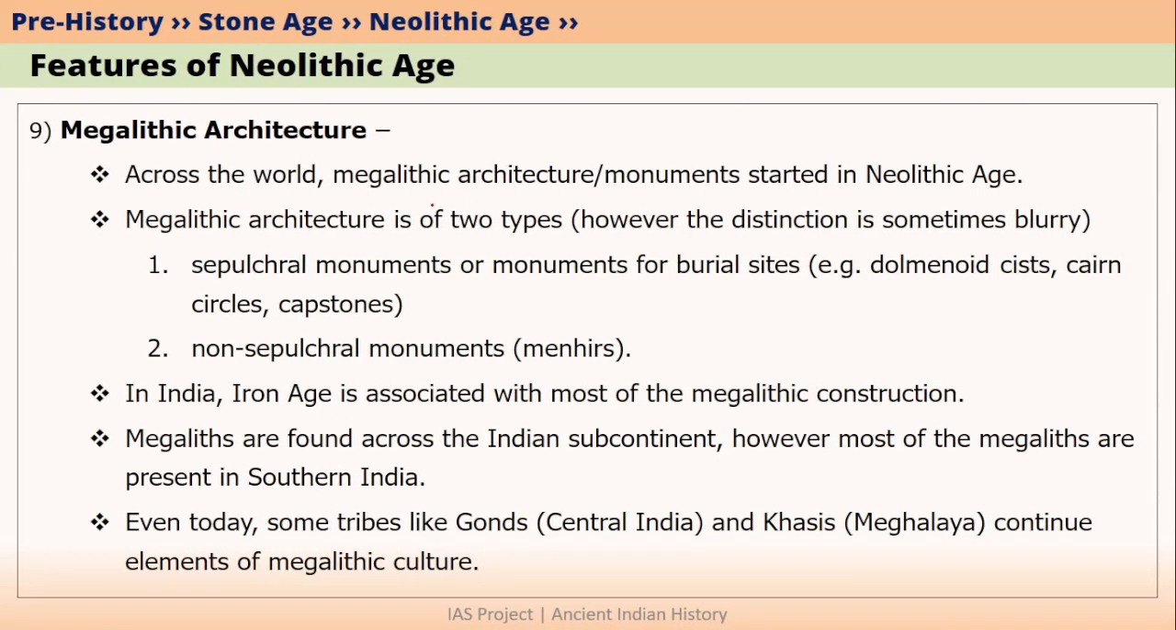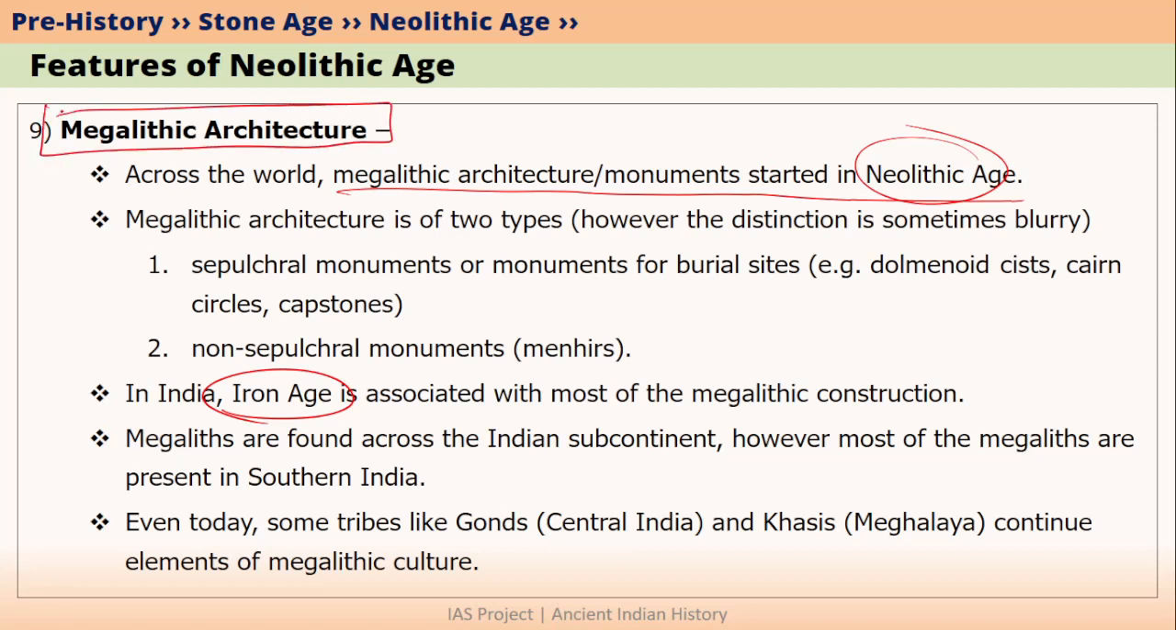At the world level, megalithic architecture and monuments started to be built during Neolithic age. However, in the case of India, megalithic construction mainly happened in Iron Age. That is why if we talk about India, megalithic construction or megalithic architecture is associated with Iron Age and not Neolithic Age. So therefore, we will study megalithic architecture when we discuss topic of Iron Age. But you must remember that at the world stage, megalithic architecture is associated with Neolithic Age. Only in the case of India, megalithic constructions took place in Iron Age.